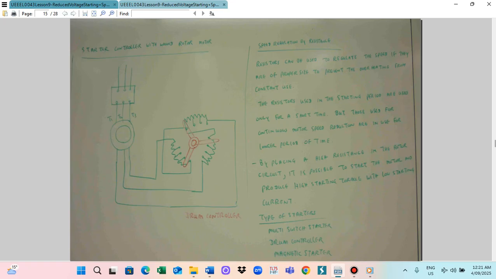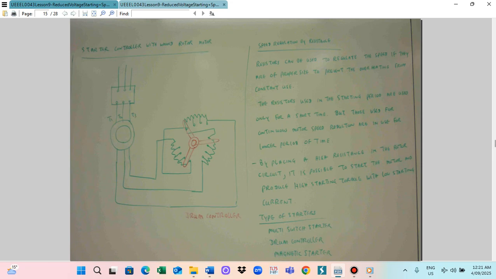By placing a high resistance in the rotor circuit, it is possible to start the motor and produce a high starting torque with a low starting current. This is why we use the resistor for both starting and speed regulation.